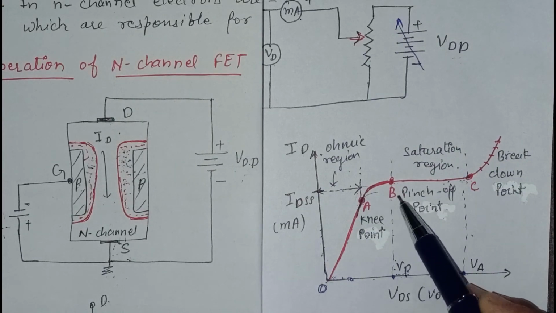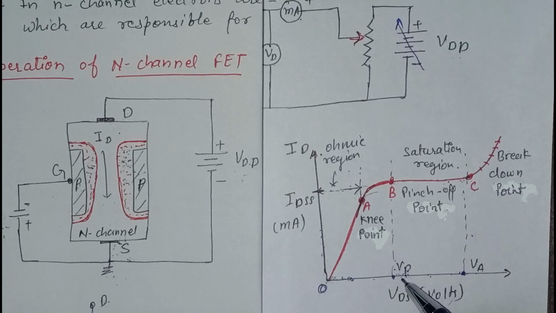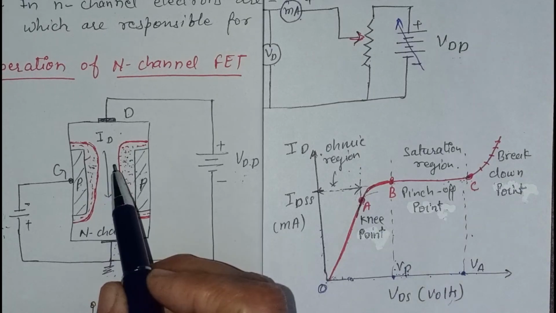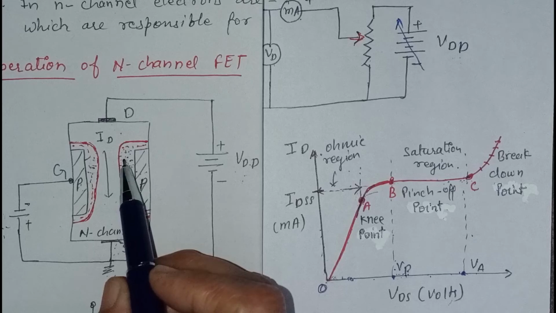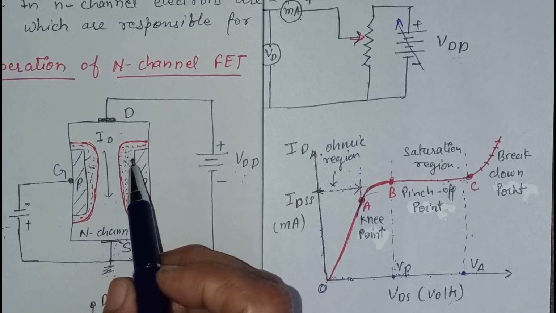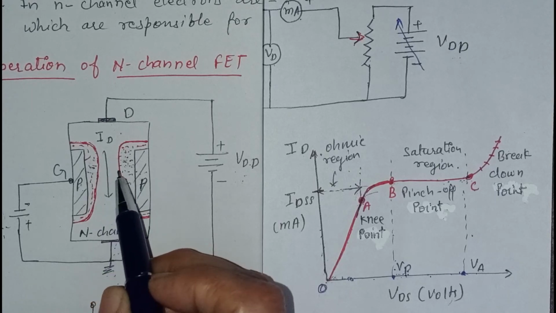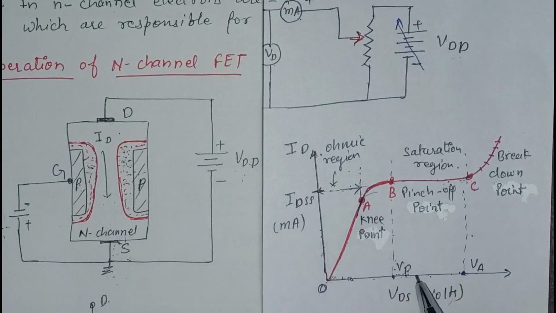The voltage at point B is called VP, the pinch off voltage. This is called pinch off voltage because these two depletion regions approach each other to meet and they block the channel. That's why this is called pinch off voltage.